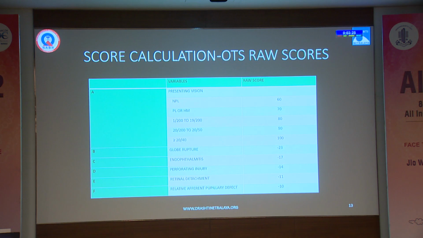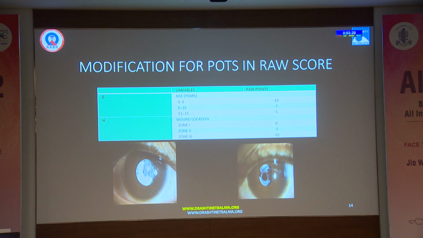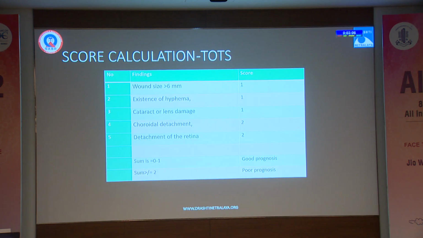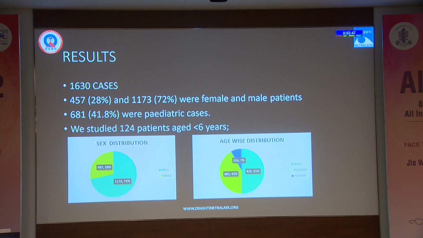This is how we calculated the score. This is the basic score described by Kuhn et al., with a raw score and deductions for particular conditions. These are the modifications done in the pediatric ocular trauma score, where two factors are included: one is age and the second is the wound location, so age and zone were included. And this is the score calculation for the toddler ocular trauma score, where presenting acuity is not important but clinical findings are, including wound more than 6 millimeter in size, hyphema, lens damage, choroidal detachment and retinal detachment. A score of less than 1 was considered a good prognosis.